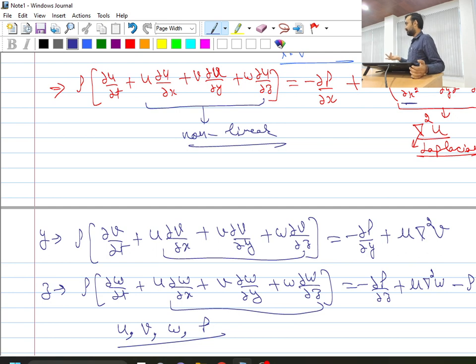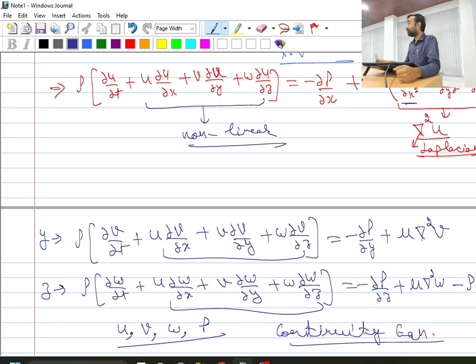Number of momentum equations? Three. So it means that this is not a closed form of equations. If we have to close these equations, like if we have to make the number of variables equal to the number of equations, we have to always solve the continuity equation along with the momentum equations. So I can say that the continuity equation for fluid flow problems is nothing but an integral part of the momentum equations.